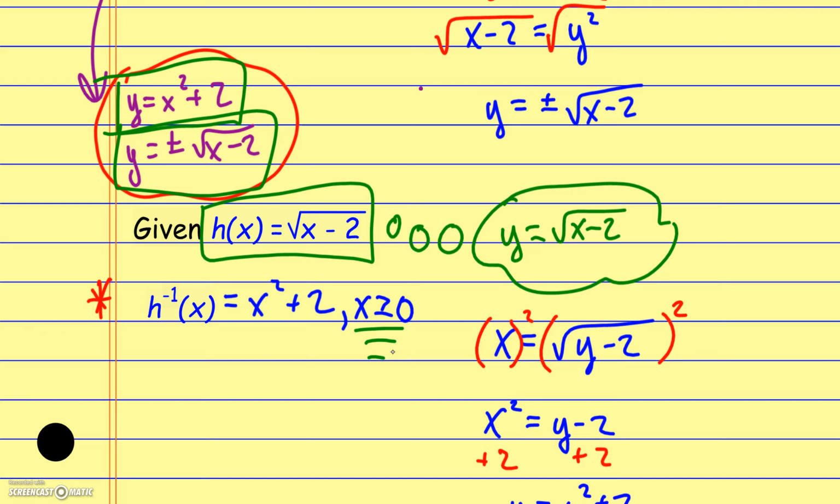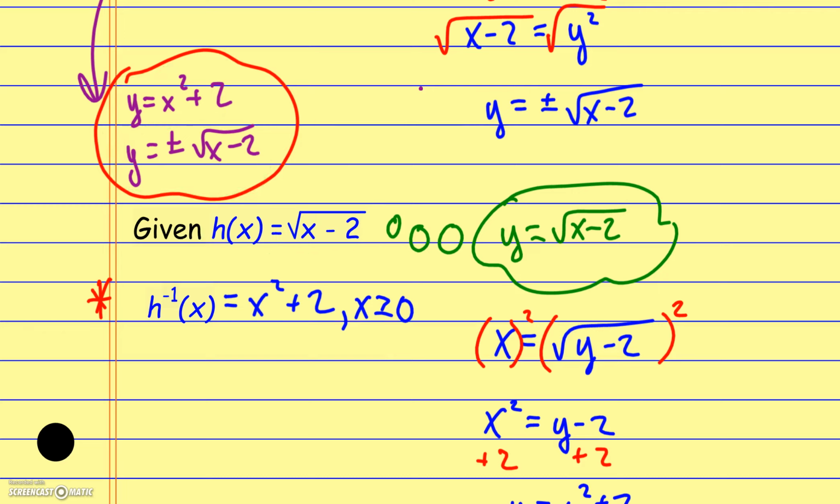Okay? But again, finding the inverse, pretty simple. We switch the x and the y, and then we rearrange it. We solve for y to make sure that this thing is in the proper format. Okay?